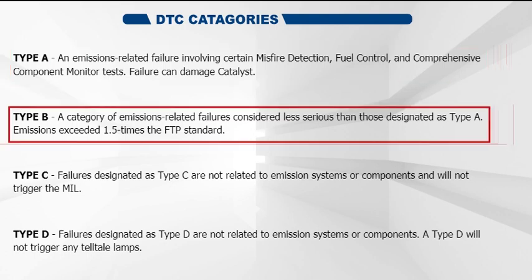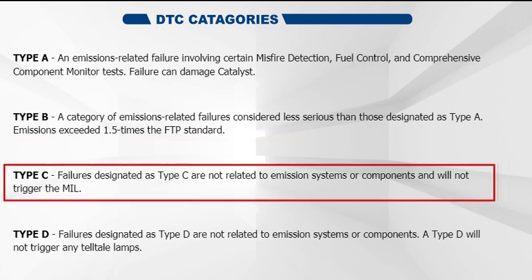A Type B DTC is a category of emissions-related failures considered less serious than those designated Type A, or when emissions exceed 1.5 times the FTP, that is, Federal Test Procedure Standard. When a Type B failure is detected on the first trip, the PCM will store a pending code but will not activate the MIL. If the failure reoccurs on the second consecutive trip, the PCM will illuminate the MIL and store a hard DTC along with corresponding freeze-frame data. The PCM's response to a Type B failure is known as two-trip detection logic.